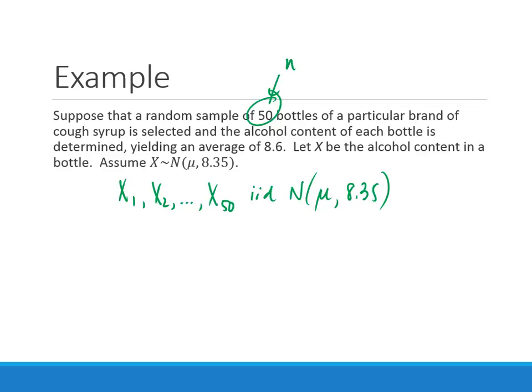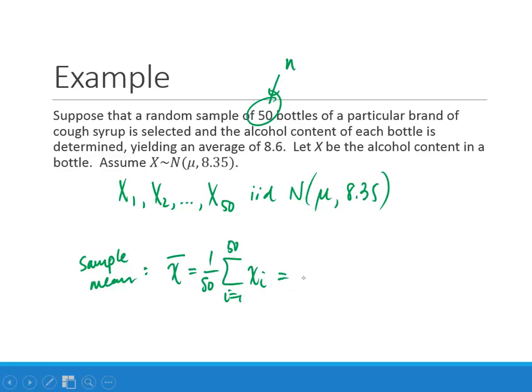Okay, and my sample mean here, x bar, which is just the average of these 50 observations, I'm told is 8.6. So that's just being very clear about what the problem is telling us so far.